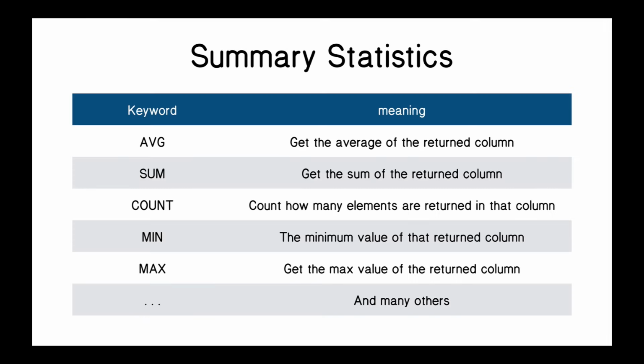The next thing I'd like to cover is some summary statistics. So these are things like, suppose we want the average of something. To get the average of a returned column, we'd use the AVG keyword. To add up all the values in some column, we use sum. Just to count how many occurrences are returned, we'd use count. And we can use min, max, and there's many others. So let's give that a shot.